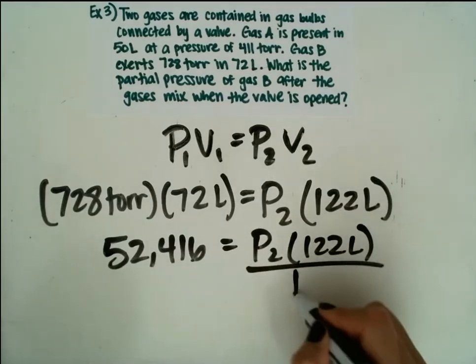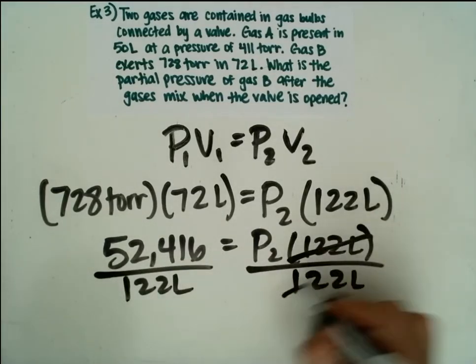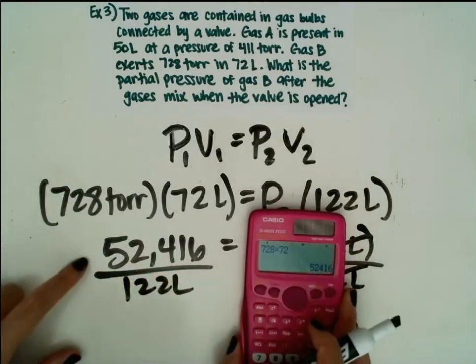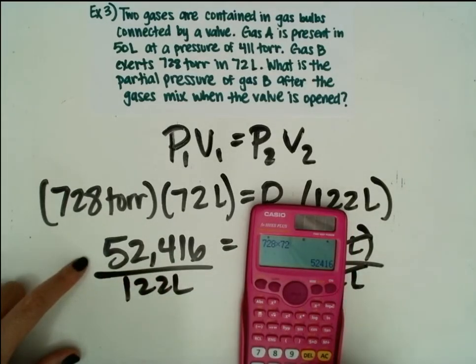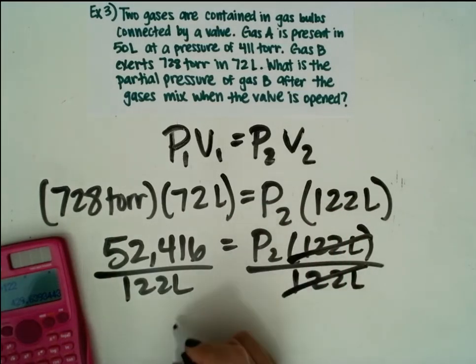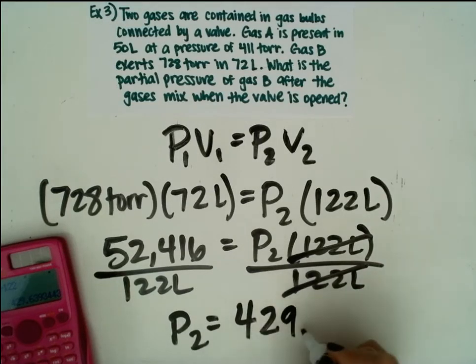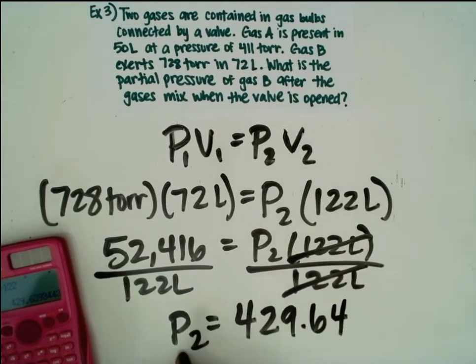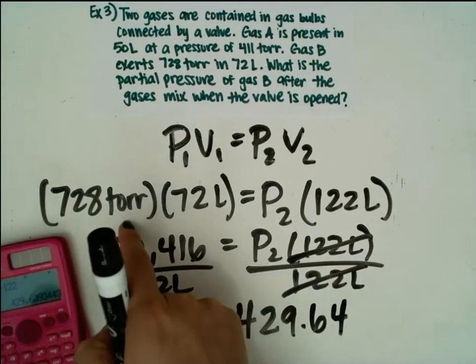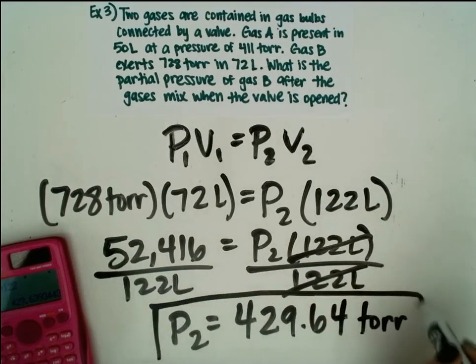Let's divide 122 to the other side. 52,416 divided by 122 gives me 429.64, and we're looking at pressure, and we've been using torr, so this is going to be 429.64 torr.